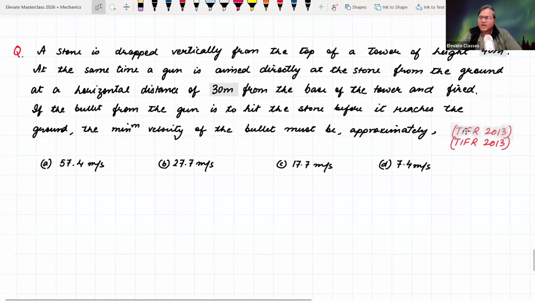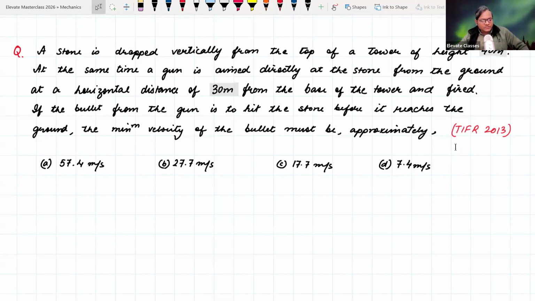TIFR के जो questions होते हैं, they are relatively not complicated, but they are deeply conceptual. So first what you do is you draw a diagram.